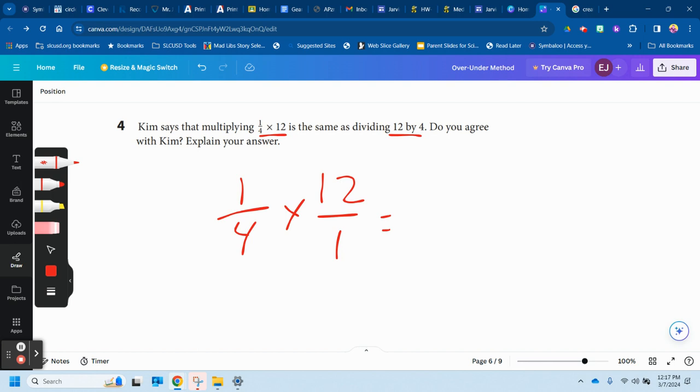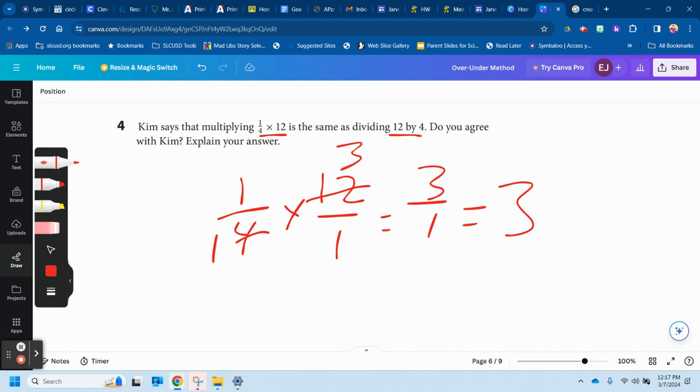So 12 divided by 4 is 3. And if I simplify before I multiply, 4 divided by 4 is 1. 12 divided by 4 is 3. Common factor being 4. I have 3 ones equals 3. So I'm dividing into 1/4.